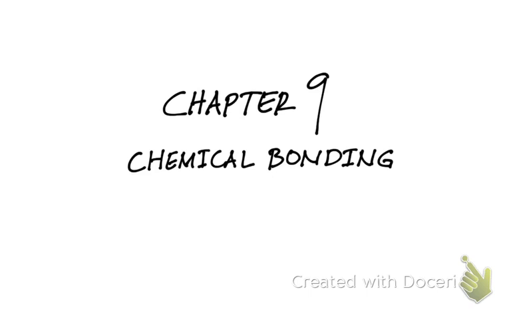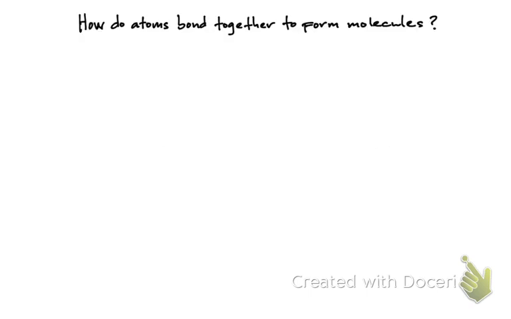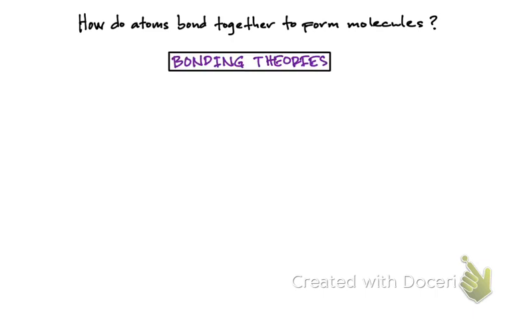Today's lesson is about chemical bonding. In one of the previous chapters, you learned two different types of chemical bonds: ionic bond and covalent bond. Atoms bond ionically to form ionic compounds, while others bond covalently to form molecular compounds, or simply molecules. So, how do atoms bond together to form molecules?